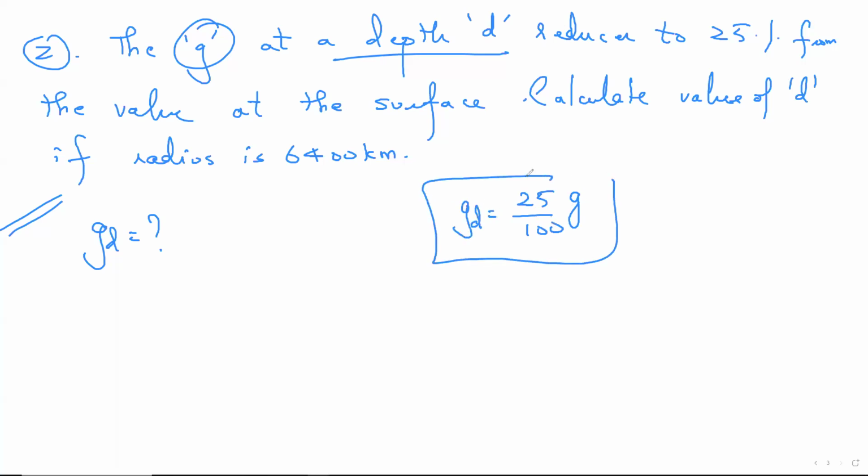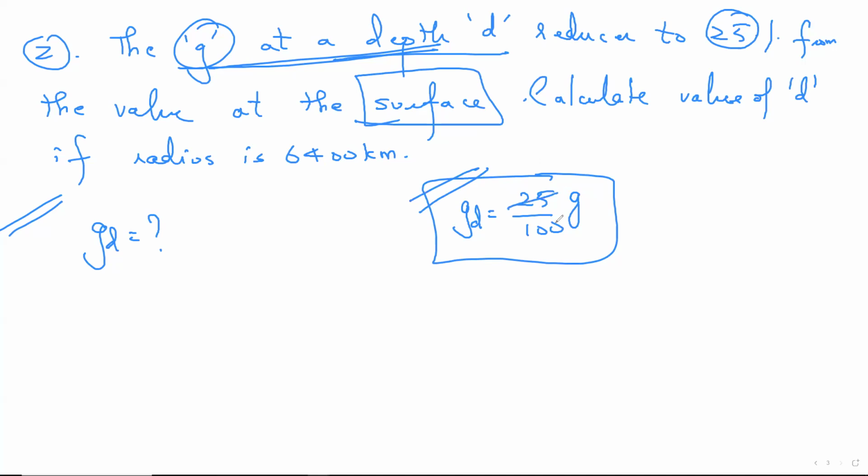I'll repeat this concept again. G at depth, meaning GD, reduces to 25%, meaning 25 by 100 into what? Compared to the value at the surface. At the surface, what's the value? G. So this is what is given to me. Thankfully, it can get cancelled. So the answer will be GD is equal to 1 by 4 into G. This does not belong to all the questions. It keeps on changing. Now, this is the value of GD given to me according to the question.